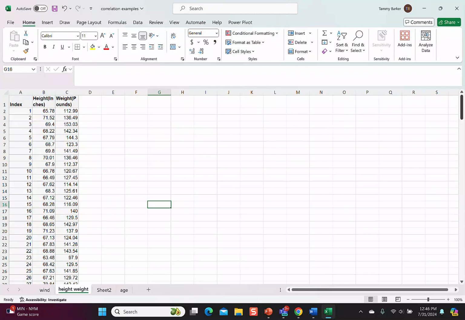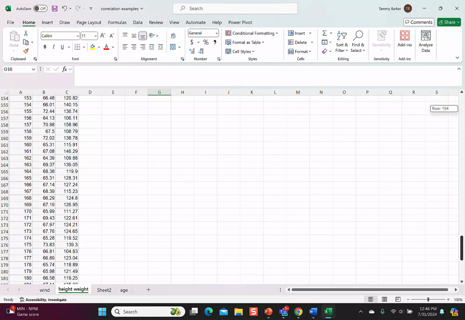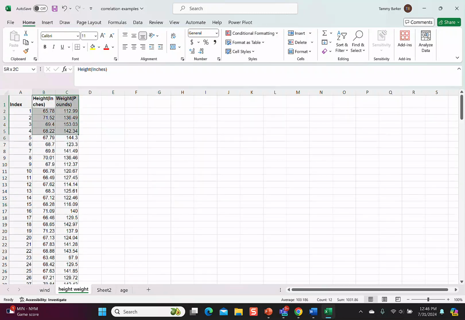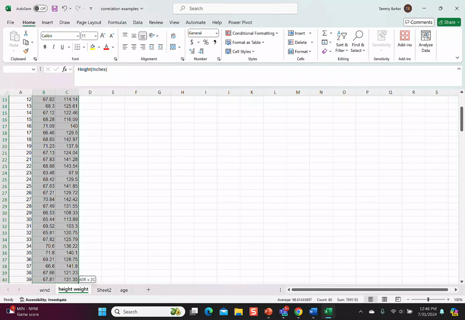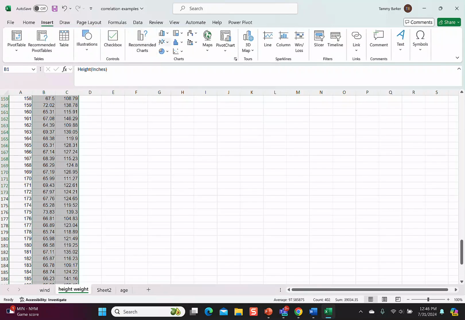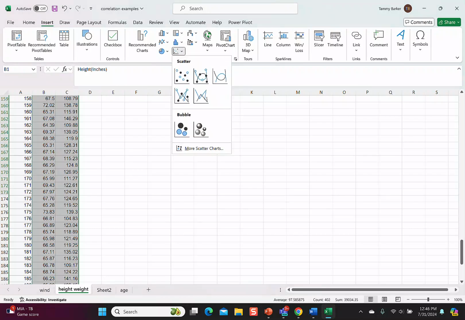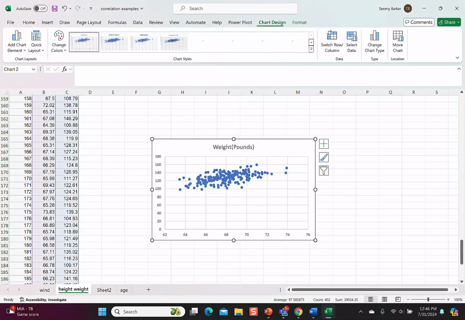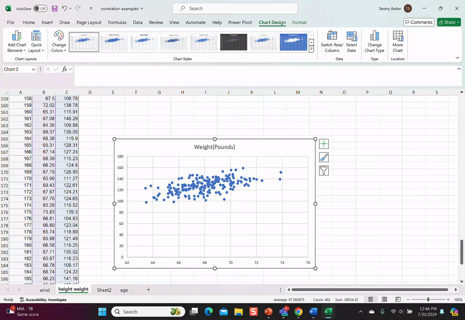Our second set of data has heights in inches and weight in pounds of 200 people. To make my scatter plot, I'm going to highlight my two columns, then I'll hit Insert, and on the graphs, I'm looking for the dots, and I select Scatter. This time we can see the correlation is not as strong, the dots aren't as close together. We can also see the relationship increases from left to right, so we will call this a weak positive correlation.